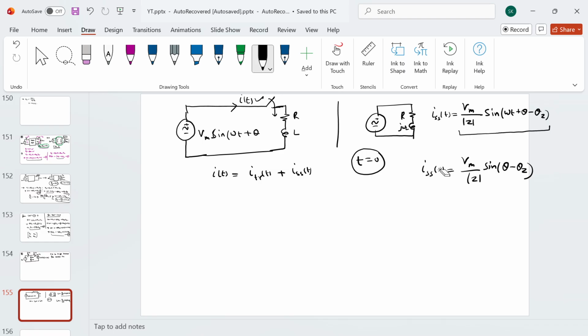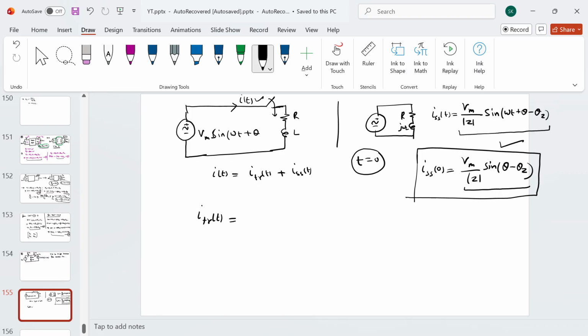If you see the steady state component of current at 0 seconds, if you perform the switching action at 0, this is the current the circuit is demanding. But at the same time, my inductor says I will not allow any sudden change of current, so I have to nullify this current such that the inductor current can be continuous. For that, there will be a transient current in the circuit, in such a way that it nullifies this current. So its magnitude will be Vm by mod Z sine theta minus theta z, and it will be decaying in nature, e to the power minus t by tau, where tau depends on R and L.